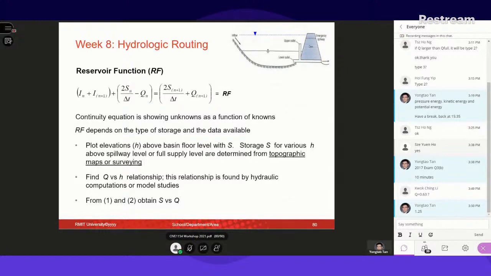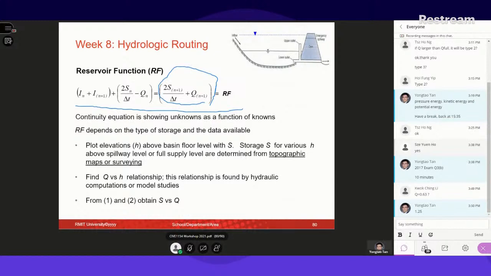Here is the reservoir function. The continuity equation shows the unknowns as a function of nodes, meaning this side is the unknown, the left side is known.